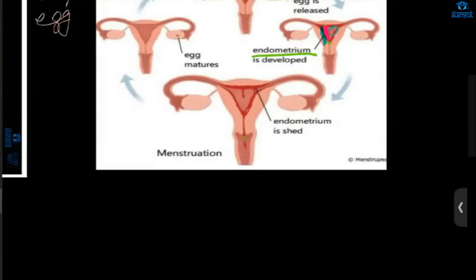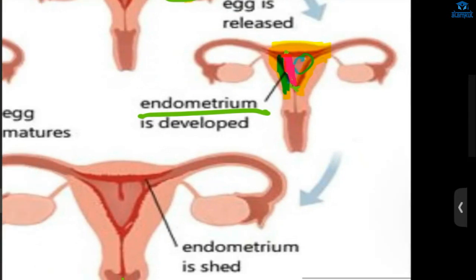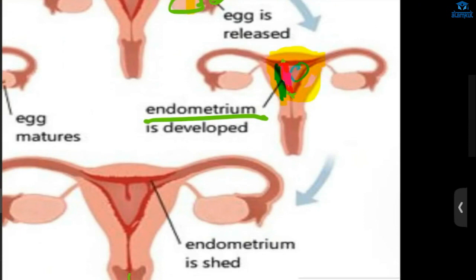Why does the endometrium develop? Why are these layers of cells developed? For the child, like the embryo, for the fixation of the embryo, so that the embryo can be fixed here. And if there is no fertilization, then this endometrial layer breaks off, and that is menstruation.